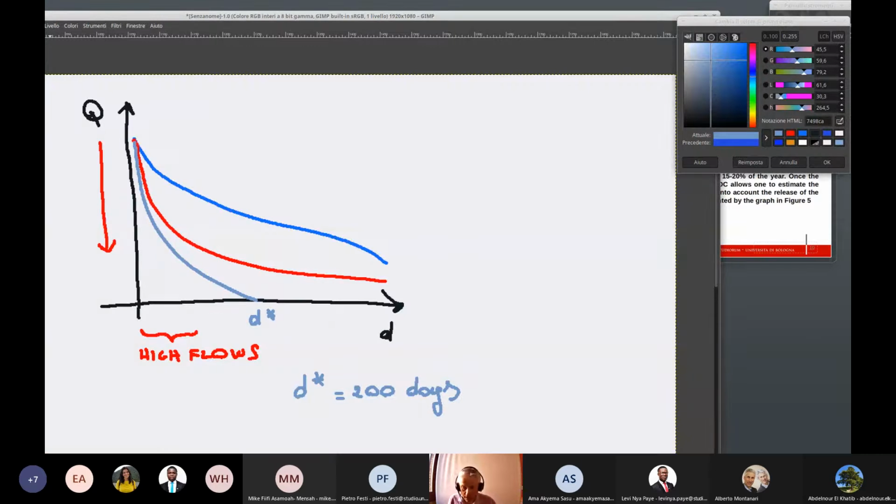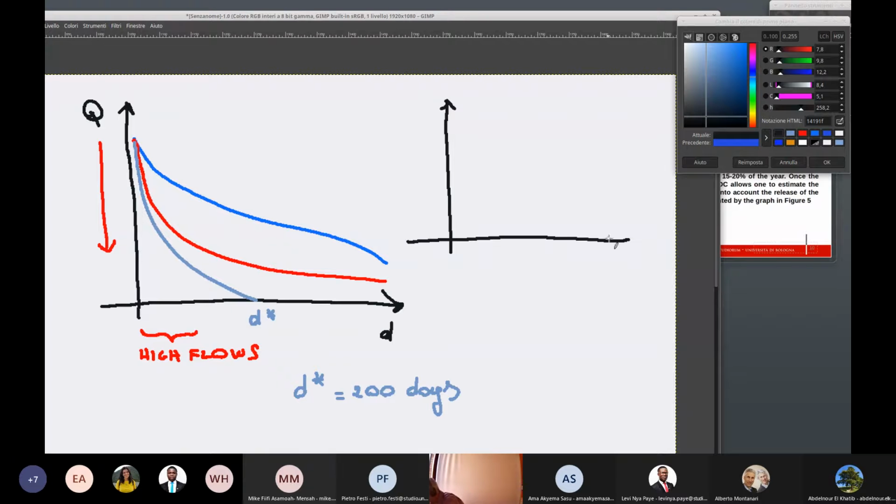So let's suppose that you have a flow duration curve like this, for instance. Let me draw another one. So here I get another flow duration curve. Okay, this is D and this is Q. And let me depict the flow duration curve here. Now, let's suppose that your design flow is this one, Q star. Okay, Q star is our design flow.